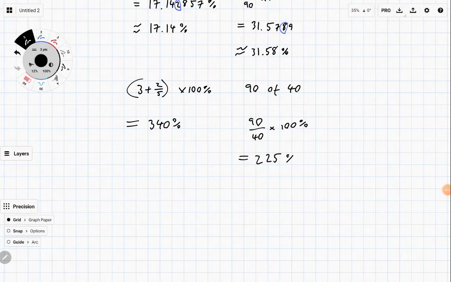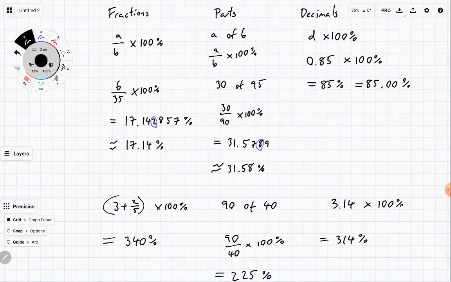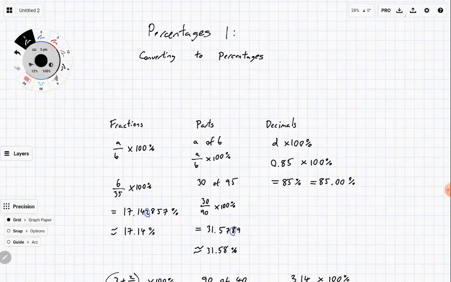And the last one for a more complicated decimal, the best I could come up with is let's do pi, 3.14. If that's our decimal, well, to convert that to a percentage, we just multiply by 100%, and we get 314%, and we're done. Alrighty, so that's just a quick introduction on how to convert between fractions, parts, and decimals into percentages. I'll see you in the next one. Bye-bye.